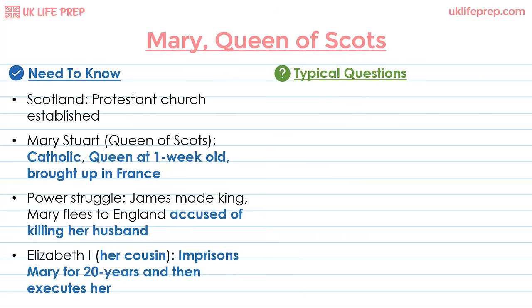Mary, Queen of Scots, expecting to be welcomed by her cousin Queen Elizabeth I, is instead thrown in jail for 20 years and then executed, being accused of plotting to take over the English throne. I mean, I've heard of family feuds, but this is taking it a bit far.